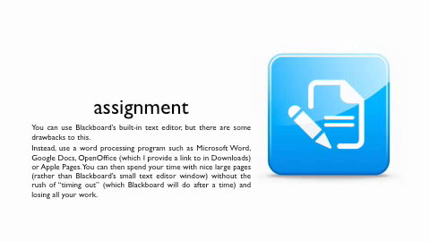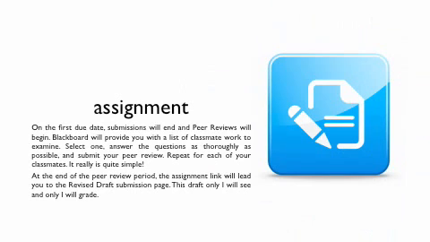On the first due date, submissions will end and the peer reviews will begin. Blackboard will provide you with a list of classmate work to examine. Select one, answer the questions as thoroughly as possible, and submit your peer review. Repeat for each of your classmates. It really is quite simple. At the end of the peer review period, the assignment link will lead you to the revised draft submission page. Only I see this draft, and it is graded. The process then starts again with the next genre.